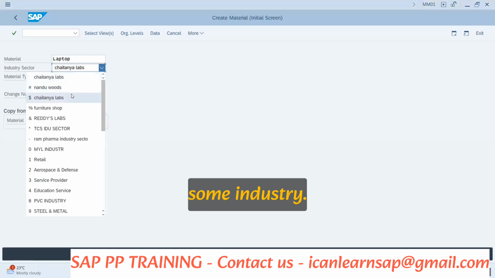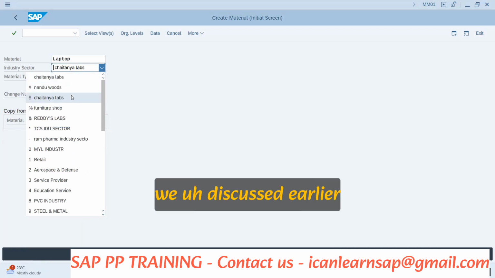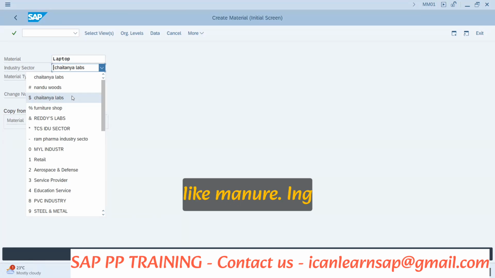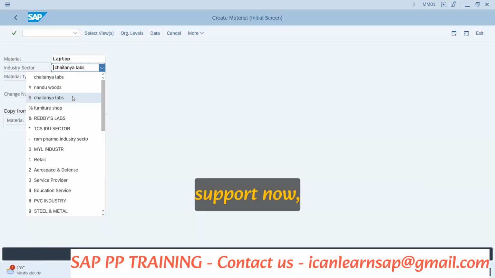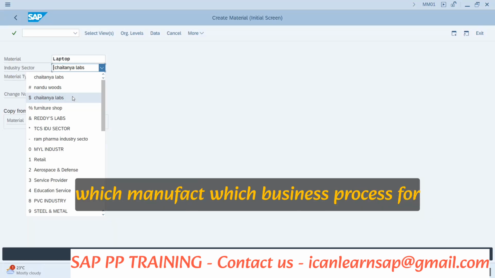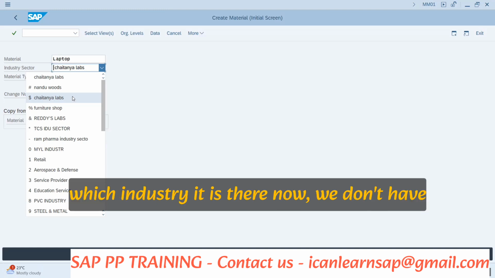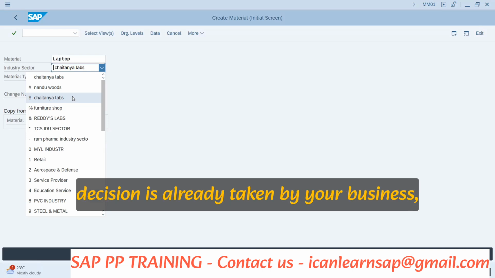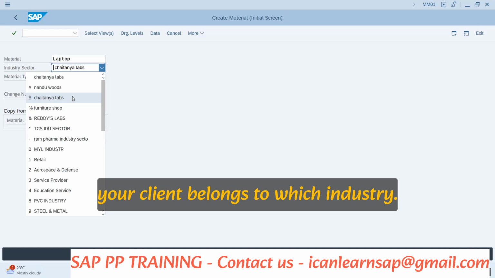Now we have to select some industry. There are different industries. Like we discussed earlier, SAP is going to support different business processes like manufacturing, automobile, pharmaceutical, chemical. According to that, we have to define which business process or which industry is suitable for the laptop. We don't have to decide this. First of all, understand this decision is already taken by your business client. You should know which industry your client belongs to.